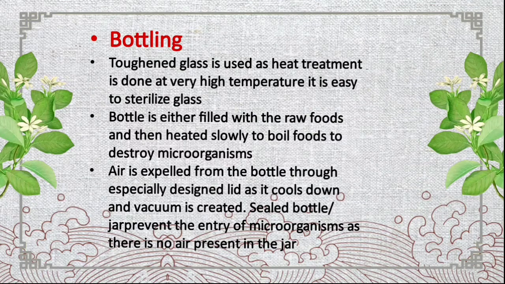The next process is bottling. Toughened glass is used as heat treatment is done at very high temperature. It is easy to sterilize the glass. The bottle is either filled with raw foods and then heated slowly to boil the foods to destroy the microorganisms. Air is expelled from the bottle through a specially designed lid as it cools down and a vacuum is created. The sealed bottle or jar prevents the entry of microorganisms as there is no air present in the jar.